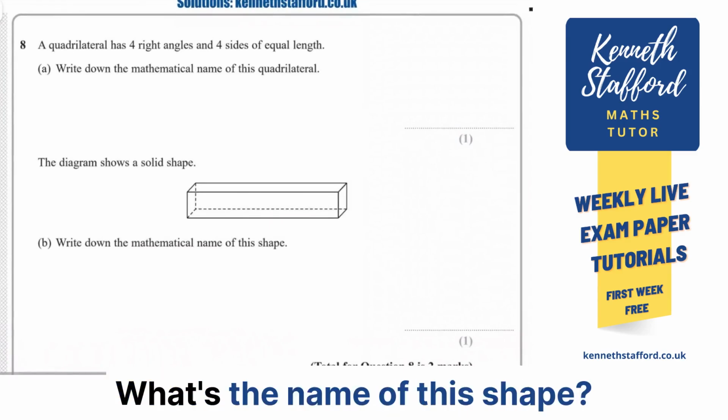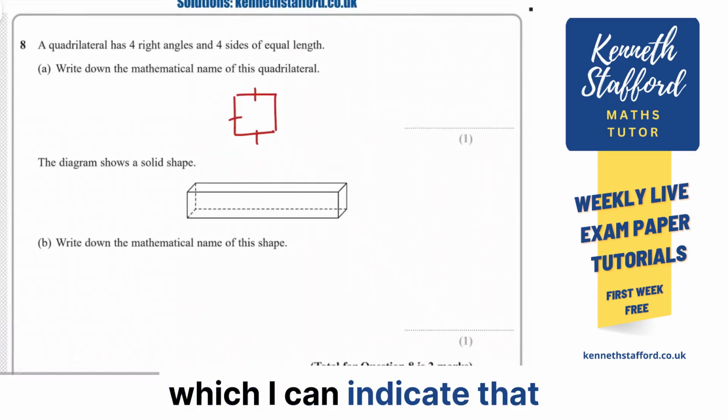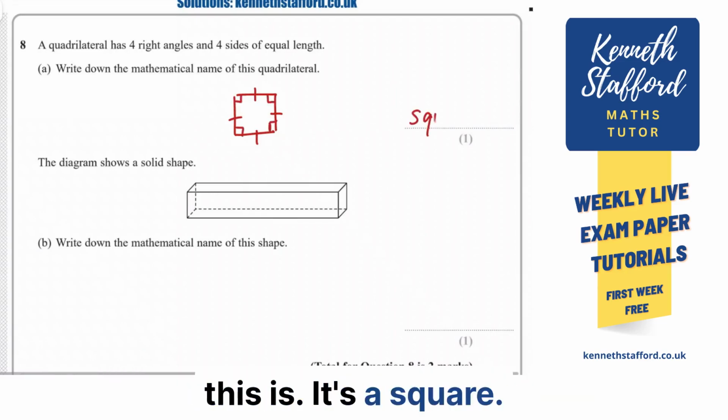Question 8, we've got a quadrilateral that has 4 right angles and 4 sides of equal length. What's the name of this shape? So 4 sides of equal length, which I can indicate that they're equal with these hatchings, and 4 right angles. Well, I think we all know what this is. It's a square.